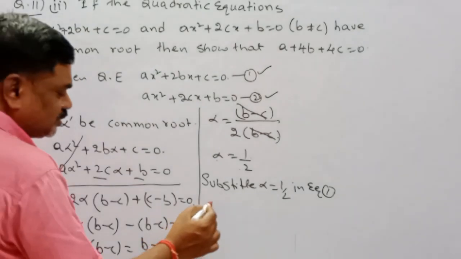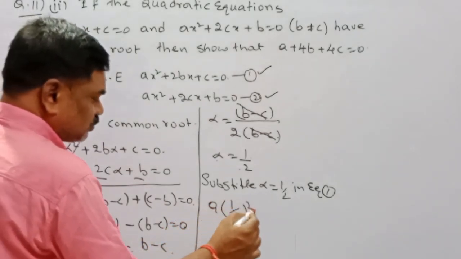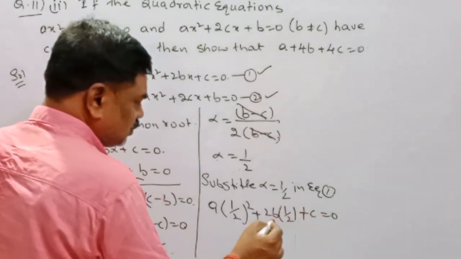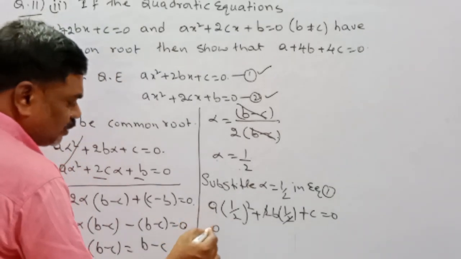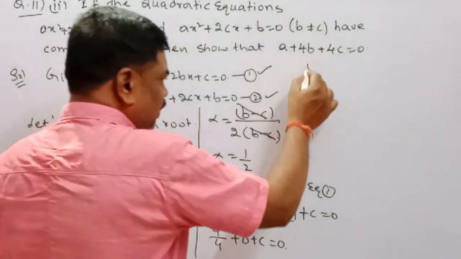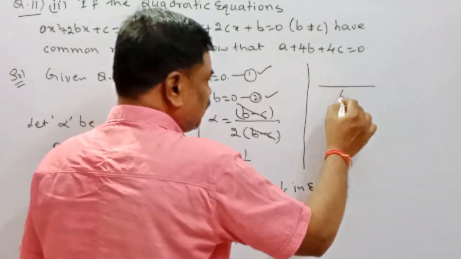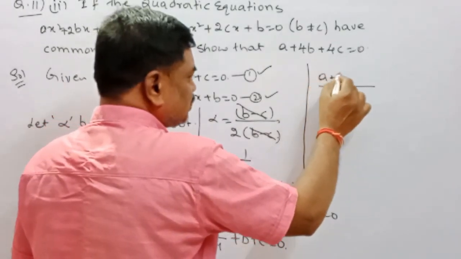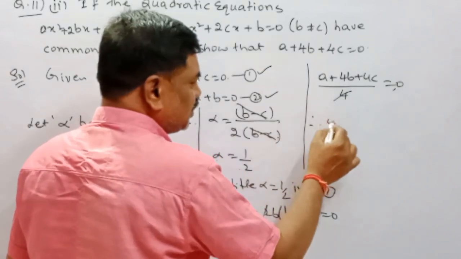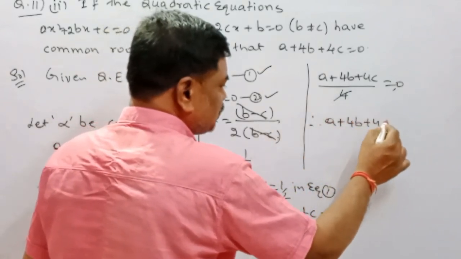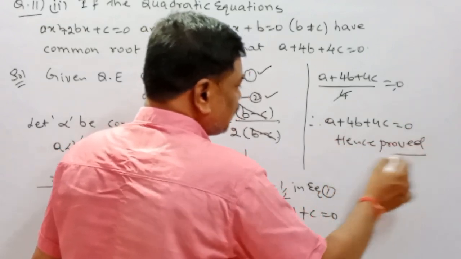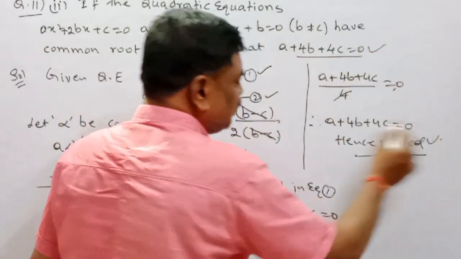Then what are the changes? a into 1 by 2 whole square plus 2b into 1 by 2 plus c equal to 0. Here the 2 cancels: a by 4 plus b plus c equal to 0. Then take LCM 4, so a plus 4b plus 4c equal to 0. Therefore, the condition is a plus 4b plus 4c equal to 0. Hence proved. This is the condition proved.